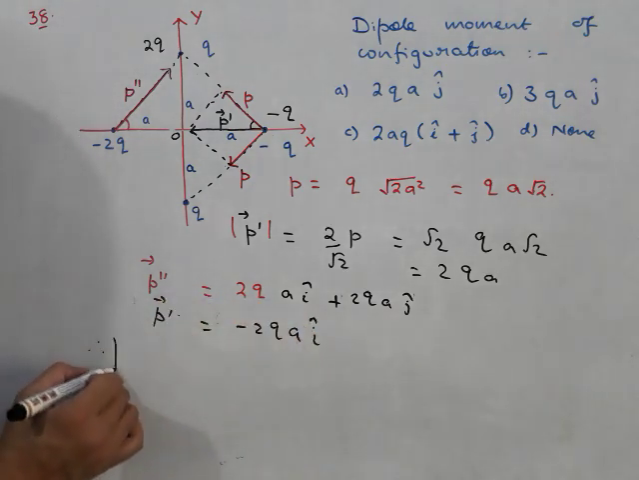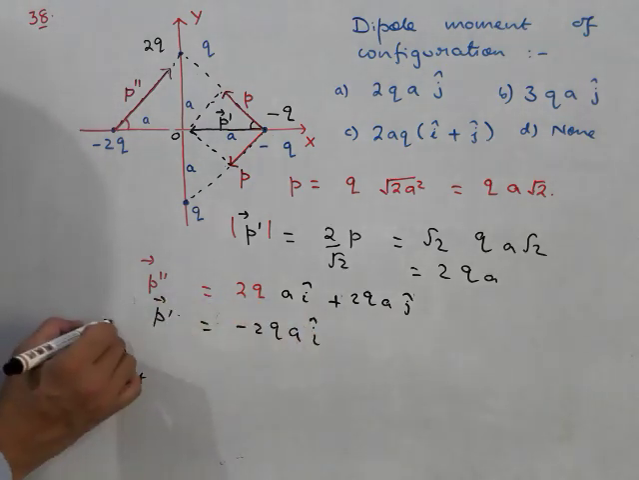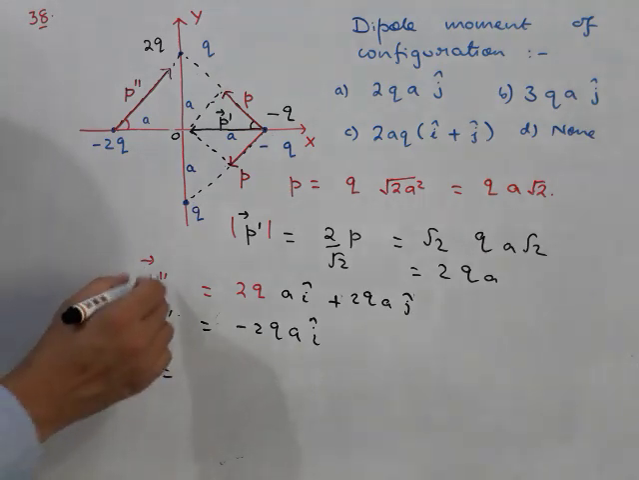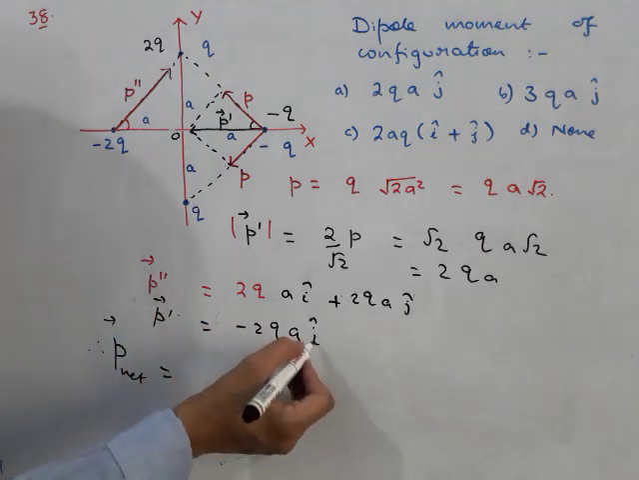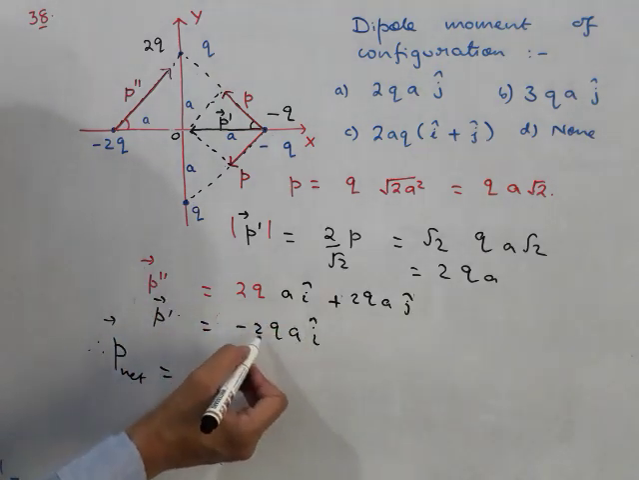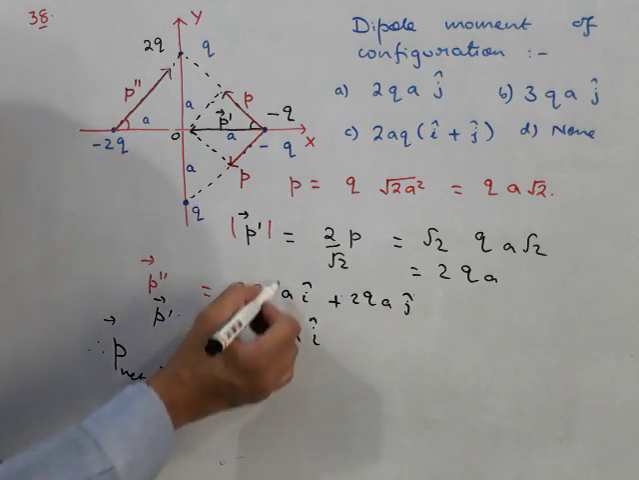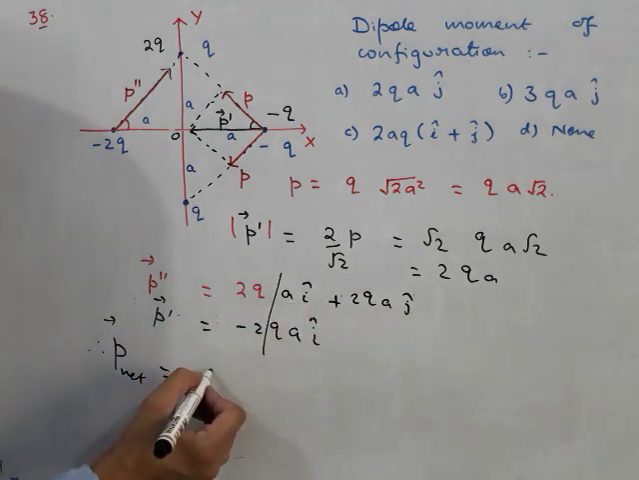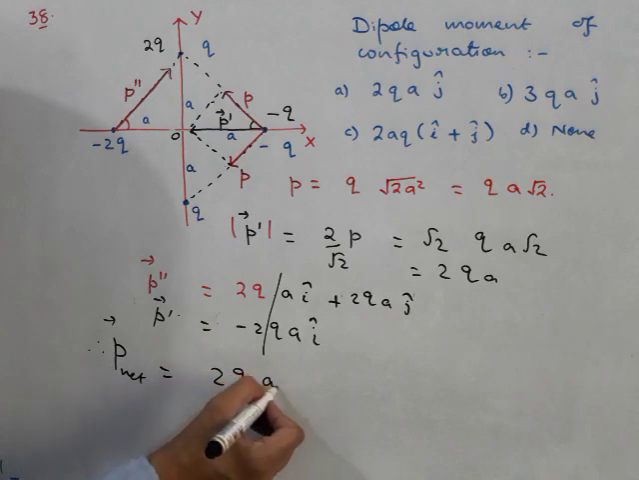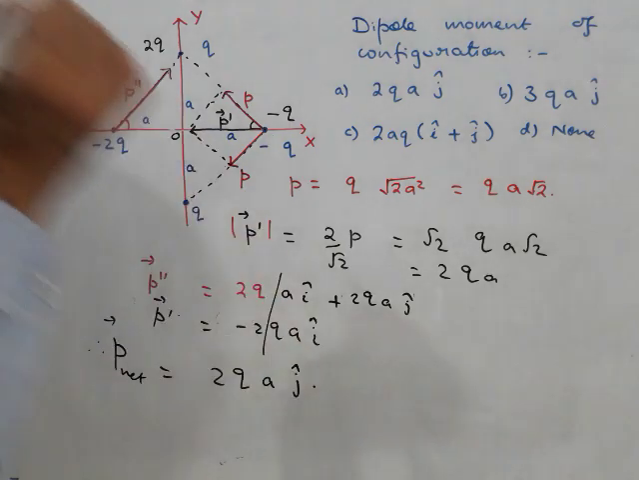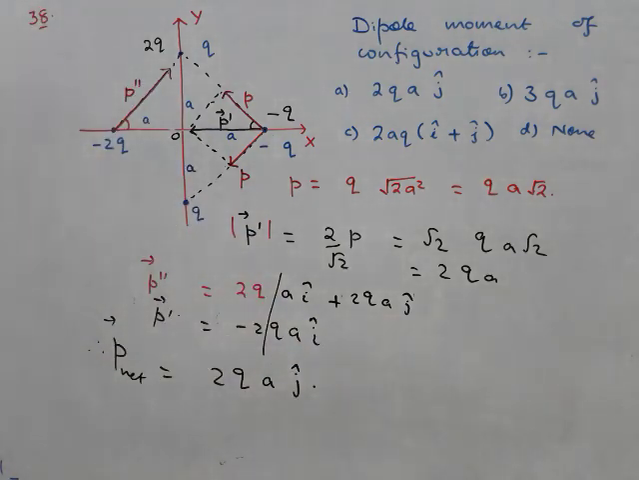Therefore, the resultant dipole moment P net vector will be the sum of these two, and when you add them, you will see i cap terms will be put together. So 2qa and minus 2qa, they will cancel. What will be left behind is 2qa times j cap. So which option should be correct? Option number A, 2qa j cap, is the correct answer to this particular question.